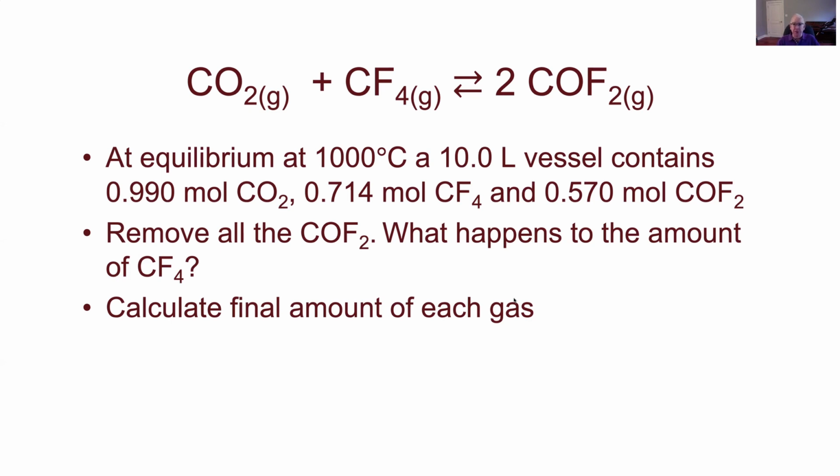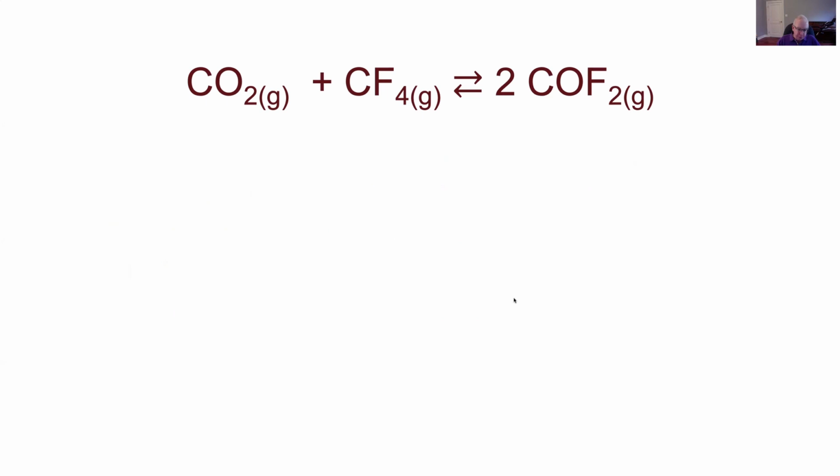So let's start there. Those numbers there, the 0.99, 0.714, and so on, those are numbers of moles, and it's in a 10-liter container. And so that means we're going to divide each one of those numbers of moles by 10 to get the molarities, right? Because our equilibrium calculations are always about molarities. So here's my reaction, and I'm going to do something a little bit different in my chart here. I'm going to say this is the initial equilibrium because it starts off at equilibrium, right?